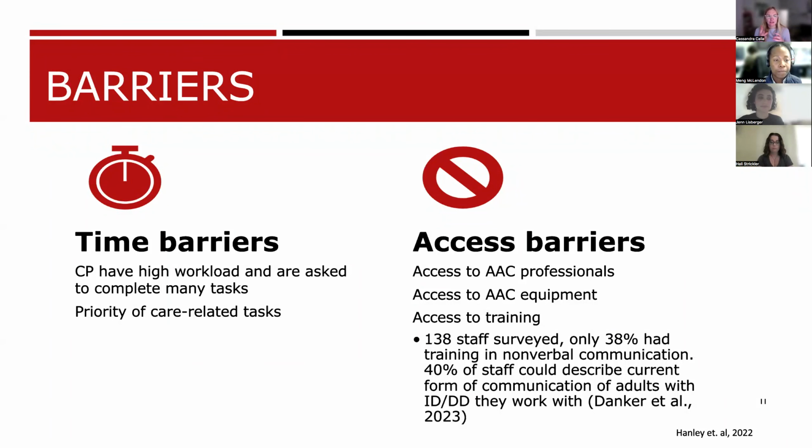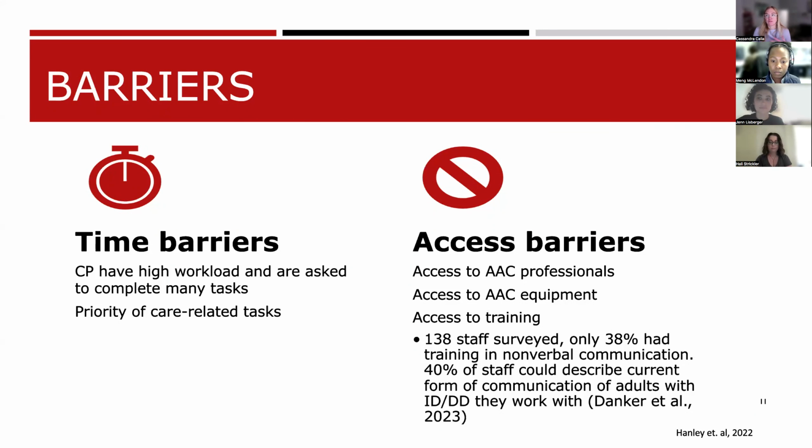Every barrier is going to have a little bit different piece of the pie, right? For some teams, maybe a time barrier is bigger than access barriers, but these are the general themes of barriers that she identified. So the first barrier is time. We know that communication partners, DSPs, residential staff have a high workload. This high demand for providing physical care often can lead to missed opportunities for communication interactions. We might miss communication signals or opportunities for connection because staff are so focused on providing physical care to somebody. Access barriers are another huge barrier.